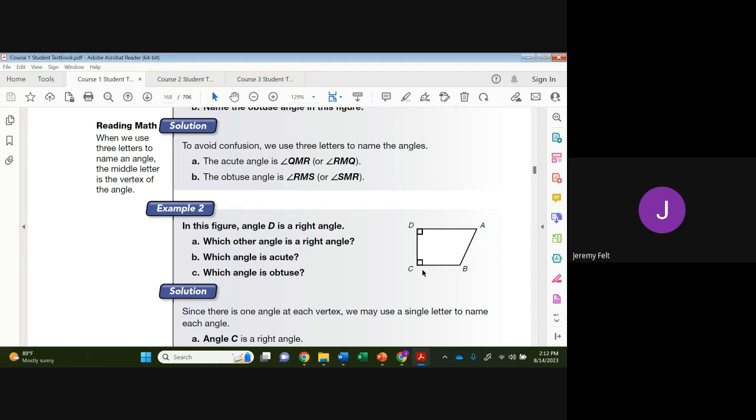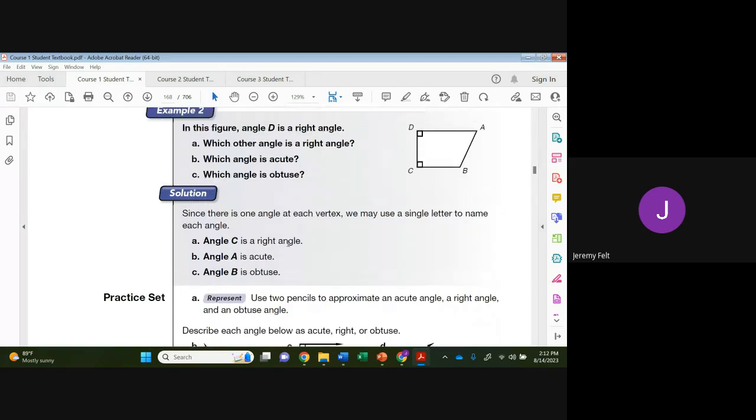Angle D is right. It looks like C is also a right angle based on this mark. So we know angle C is a right angle. For A, which is acute? Well, it looks like A is obviously less than 90 degrees because 90 degrees would be going straight down to the base, and it's going at an angle which is making this smaller. And then that's causing angle B to be larger, which is the obtuse angle. Okay. So right, acute, obtuse.